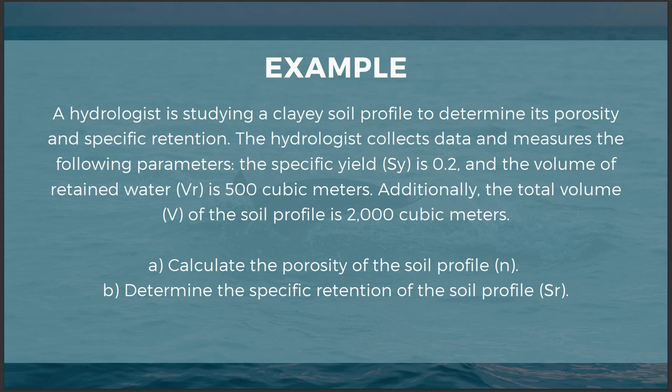Next, determine the specific retention of the soil profile. SR. So you know, 500 over 2,000. So that would be 0.25. So Roger is correct. So any question about specific retention and porosity?